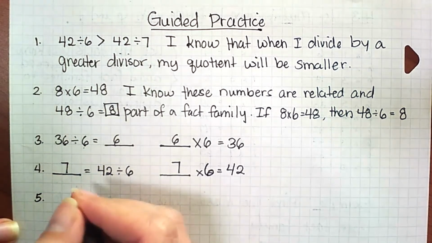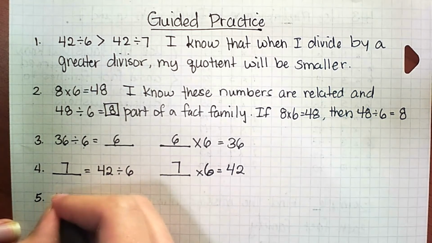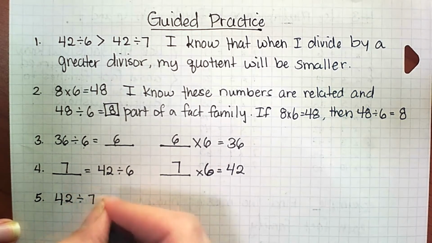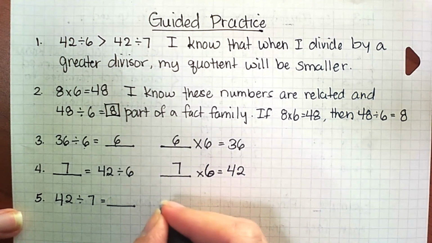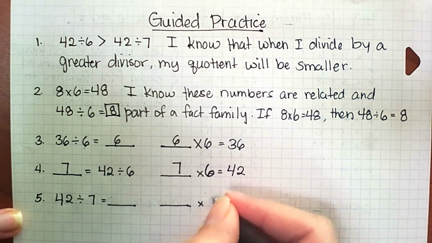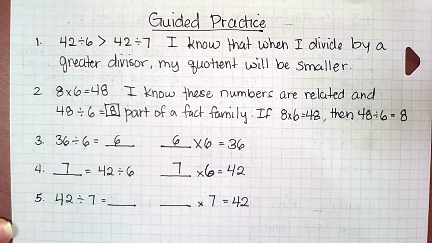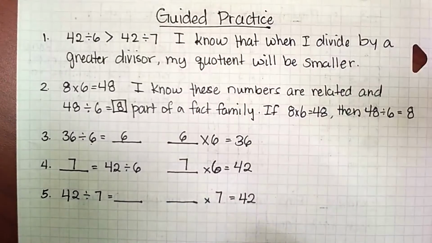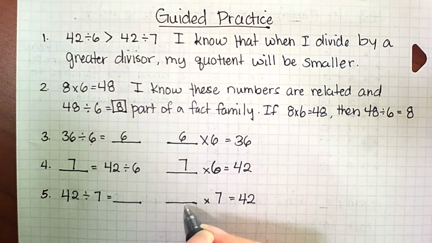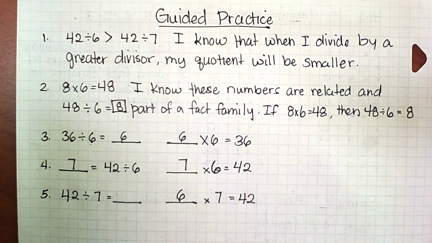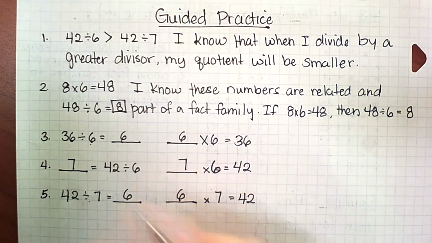For number 5, we're going to go ahead and continue doing the same thing. We had 42 divided by 7 is equal to something. So that means something times 7 is equal to 42. Now this is just like the question that we did before. We're just using the other fact. So if we know 7 times 6 is 42, that means 6 times 7 will also be 42, which means 42 divided by 7 will be equal to 6.